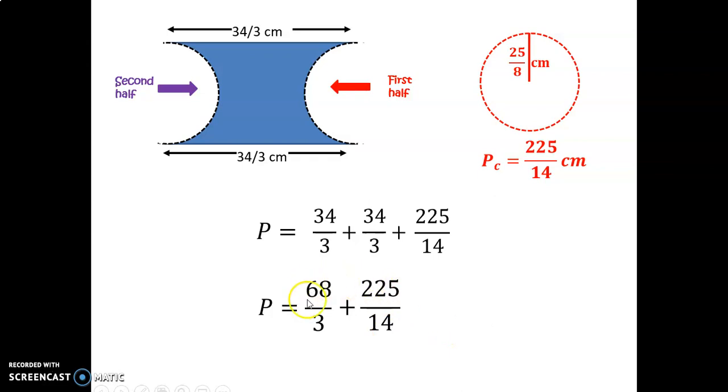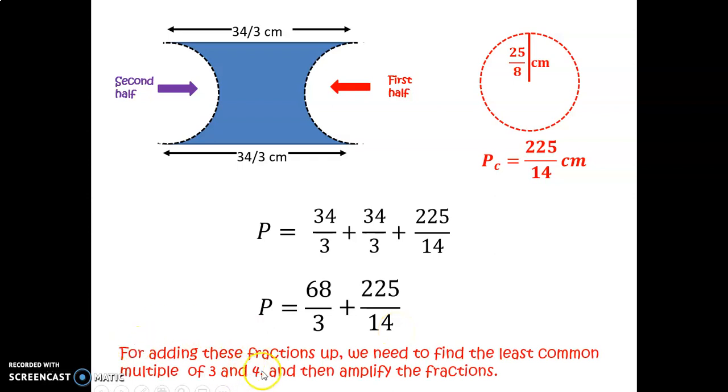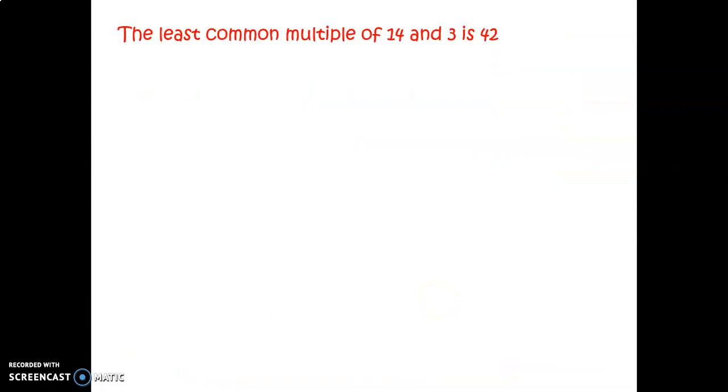225/14. For adding these numbers up, you have to find out which is the least common multiple between 3 and 14. So I want you to pause the video and do that. First find the least common multiple, then amplify both fractions, and then you are going to add them. If you did it right, you're going to get these fractions that I have in here. The least common multiple between 14 and 3 is 42, and the only thing that I have to do is to amplify the fractions.